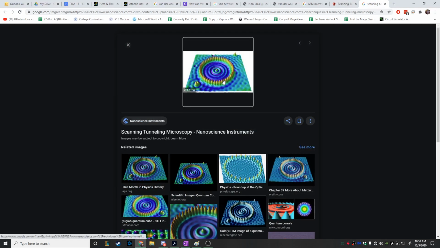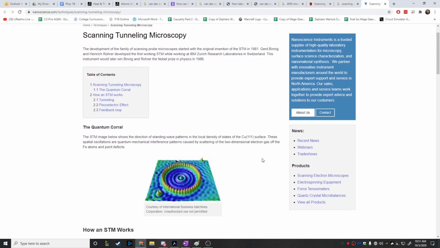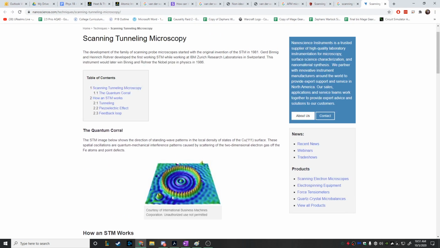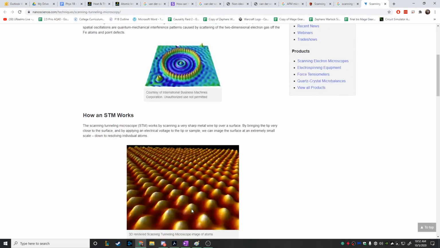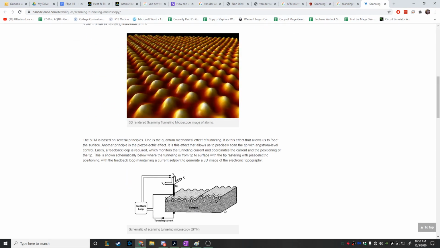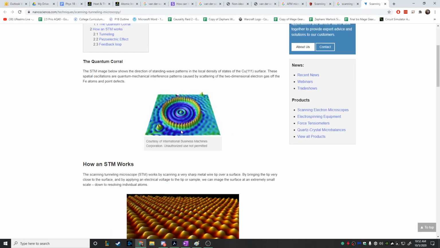What is this an image of? What does that look like to you guys? What does that look like? This is copper, it says. Well, then it says iron atoms. Here's an example of how it works a little bit. It looks like a birthday cake. It does look like a birthday cake. So it's standing wave patterns and the local density of states.